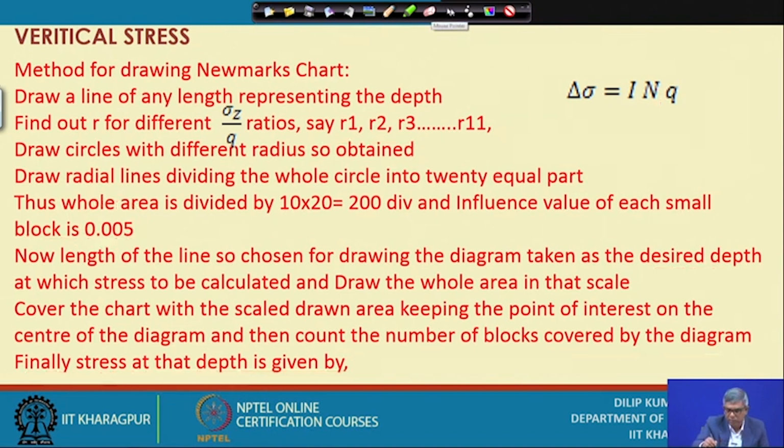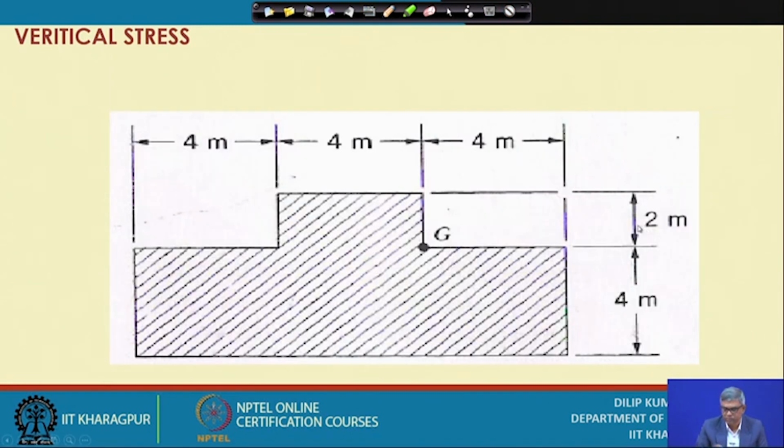Suppose I show you another foundation also. Suppose this is a foundation. Now, I want to find out the stress at a point, suppose 4 meter below this point. Then what do I have to do? I have to draw the influence chart first, and whatever value was chosen for the chart, I have to take as a scale. Suppose I have to find out the stress 5 meter below this point.